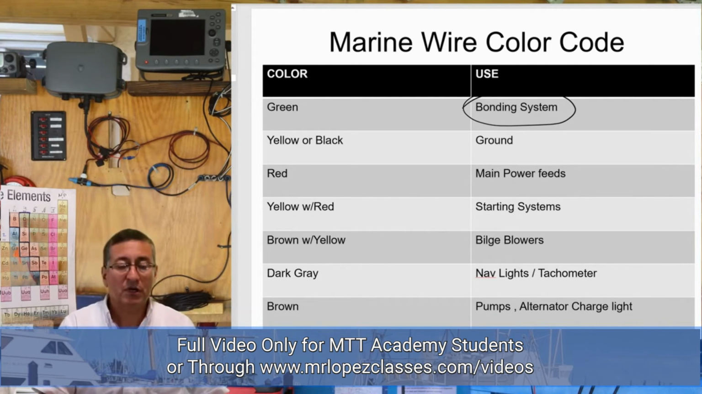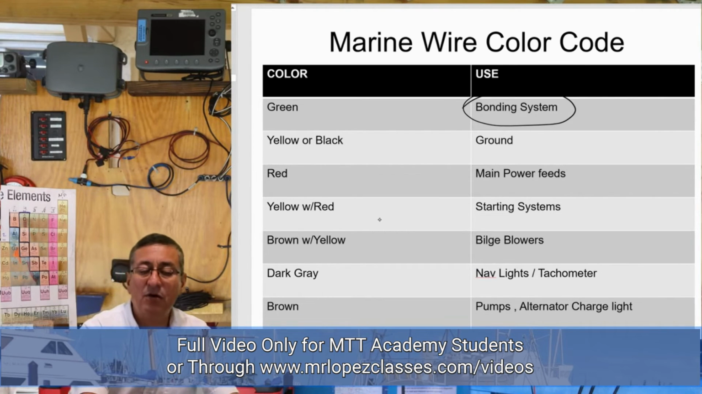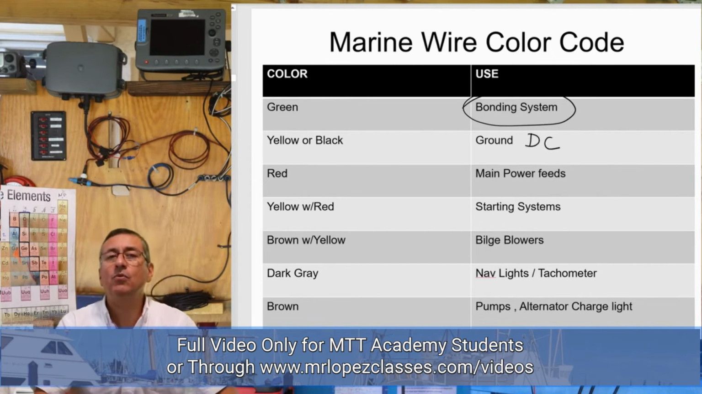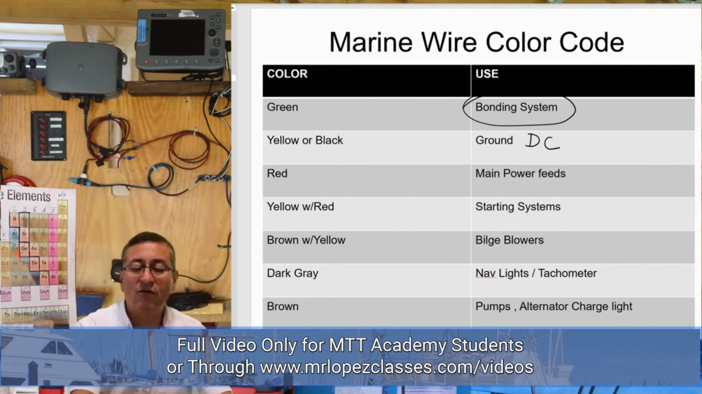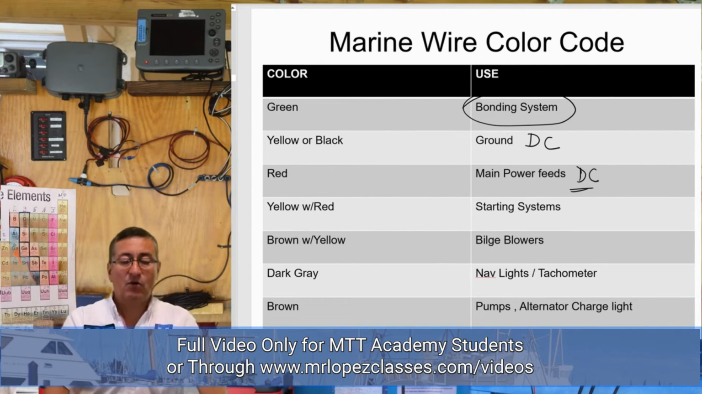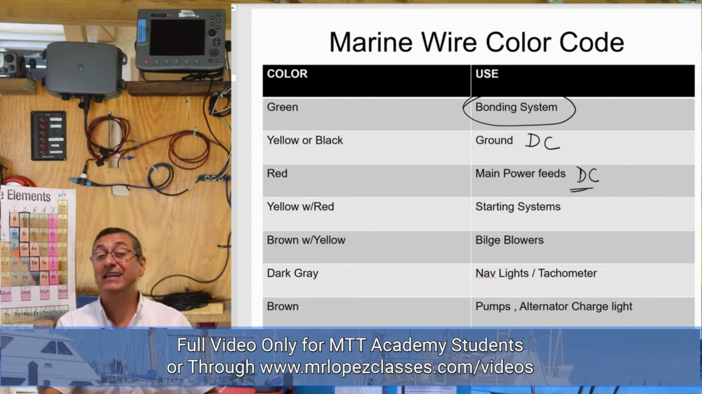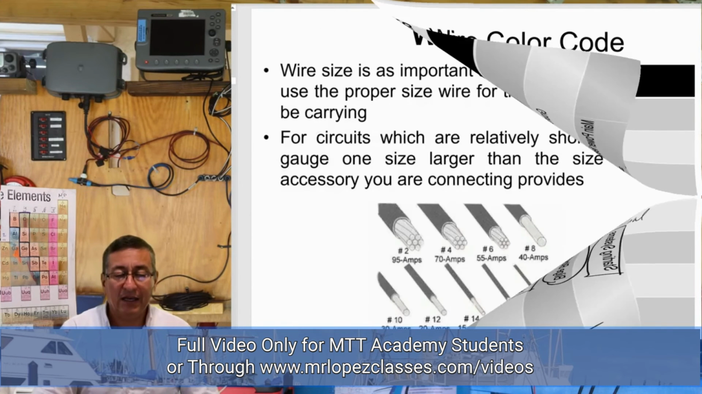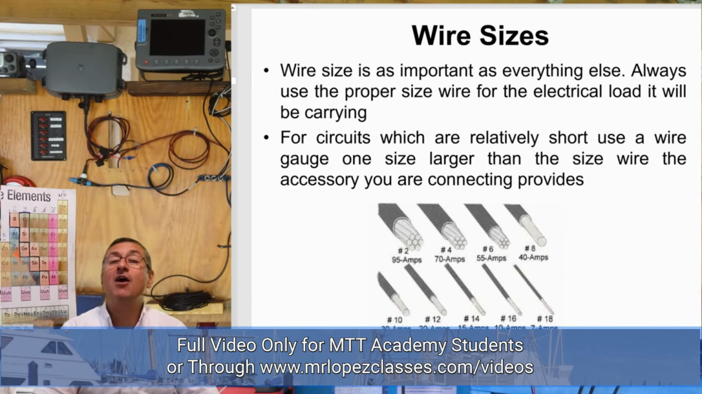In the future, yellow or black will be used for ground DC. The red will be used in the future for the main power DC. Alright, we are going to use yellow with red for the signal. The signal for the start motor depends on the gauge, on how many amps you can move.